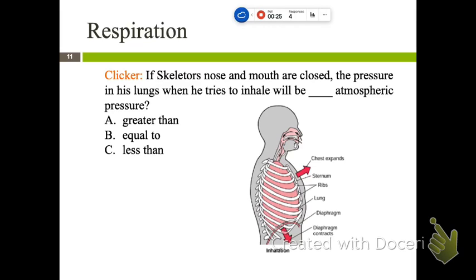I want you to think about the pressure inside of the lungs when his chest expands and his diaphragm is contracted. If you want to test it out, you can go ahead and do it on yourself. Think about our definition of pressure and what the molecules in our lungs are doing. What does that look like? You can't breathe.